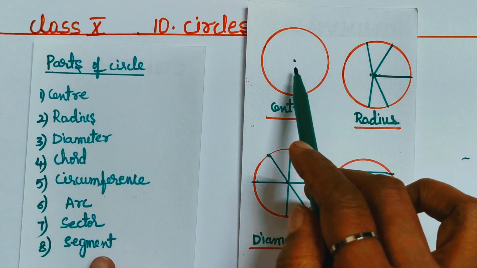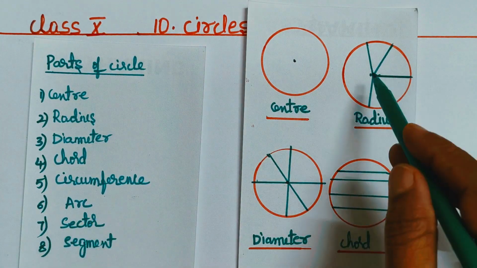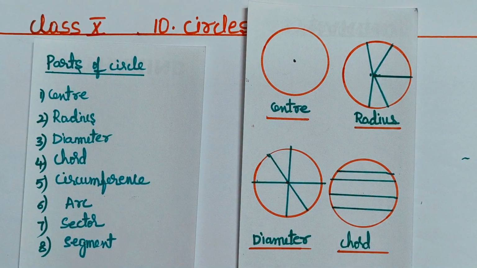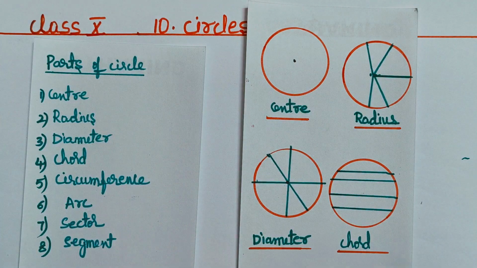Once again, see here, this is the center of the circle. This is the radius. How many radii are possible? A line from the center to the circle is a radius. An infinite number of radii are possible. Next, diameter. What is a diameter? A line passing through the center is a diameter. How many diameters are possible? An infinite number of diameters are possible.